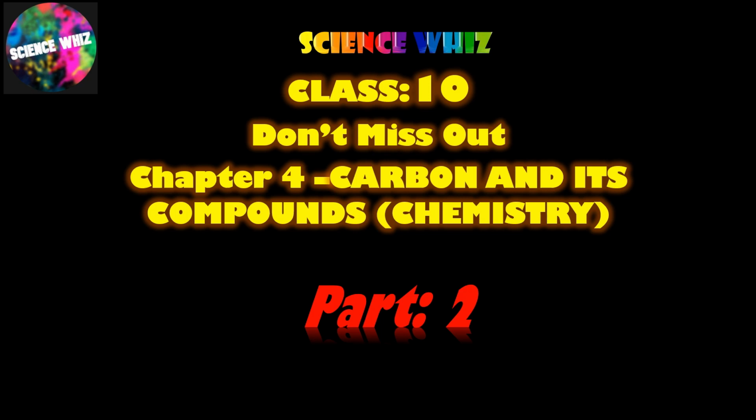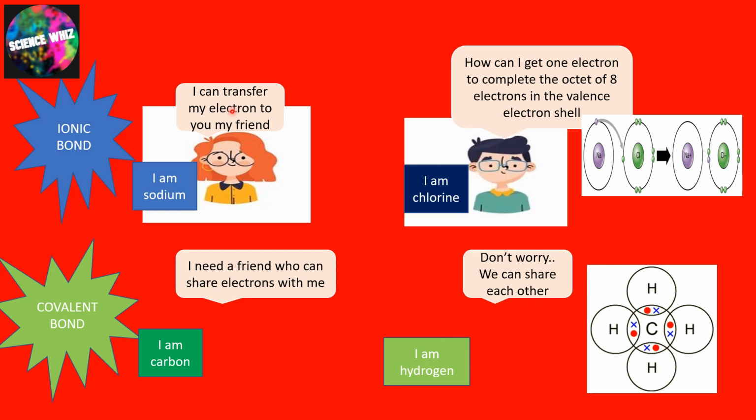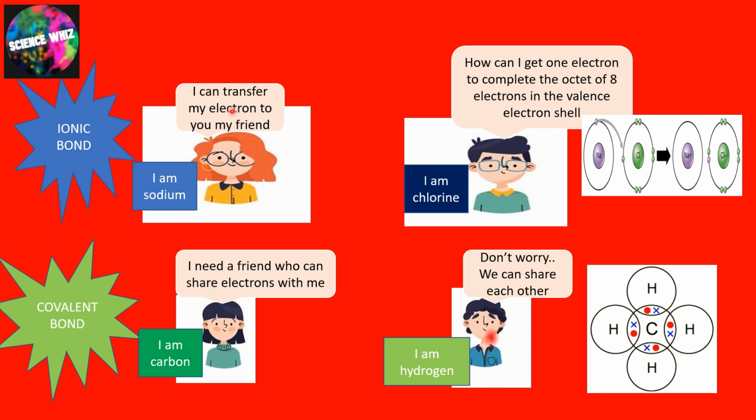Let's move on to the chapter. Let's meet four friends: sodium, chlorine, carbon, hydrogen. So, sodium and chlorine, ionic bond. Chlorine: How can I get 1 electron to complete the octet of 8 electrons in the valence electron shell? Sodium: I can transfer my electron to you, my friend.